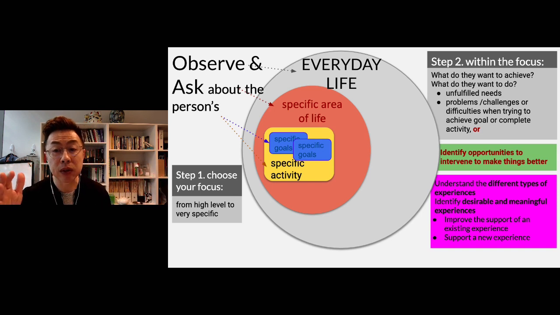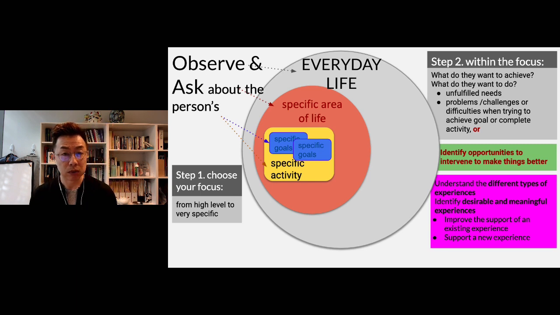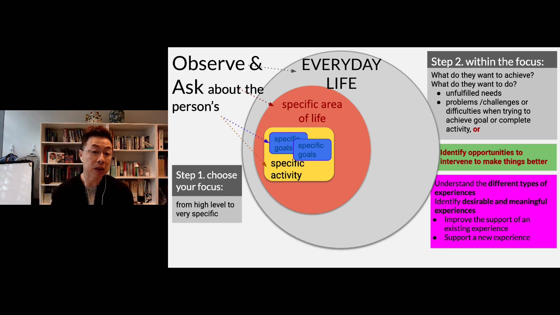And then within the focus of the specific activity, look at the goals, look at the needs, look at the challenges, look at the difficulties, and look at how people feel and think and do in that activity. And as UX designers, we want to identify opportunities to intervene, which means to make a change in the current situation to make things better. Part of it also is understanding what is desirable to them and what's meaningful to them, so that we can support them in our solution.